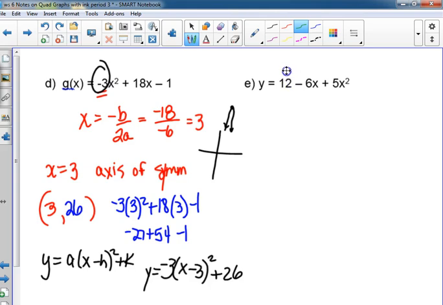Ooh, so what are A, B, and C? A is 5, B is -6, and C is 12. We could just rewrite it. So the axis of symmetry or the vertex would be at what? Opposite of B would be 6 over twice A, which would be 10. So 3/5 or 0.6 sounds good to me.